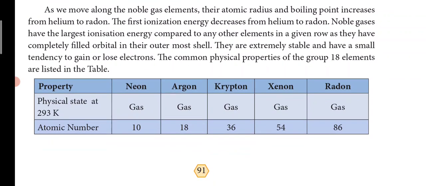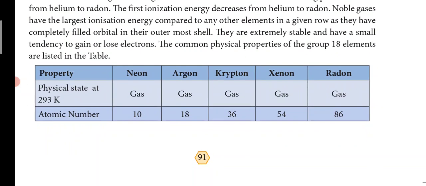So they have the largest ionization energy compared to other elements because they have a completely filled inner orbital and the outermost shell is completely filled. They are extremely stable and have a small tendency to gain or lose electrons.